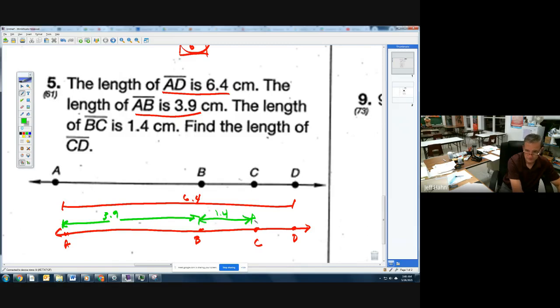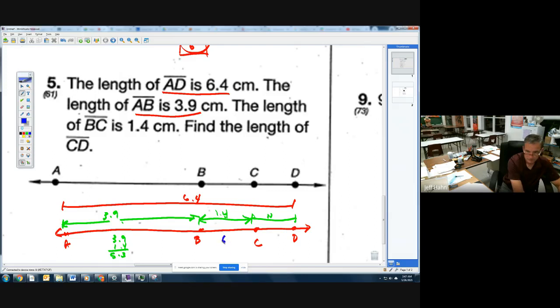The length of CD, we don't know. But if you add these two together, that'll give you the length of AC, and subtract that from 6.4, you're going to get CD. So if I take 3.9 and add 1.4 to it, I get 5.3. That's my whole A to C. I just need to subtract that from 6.4.